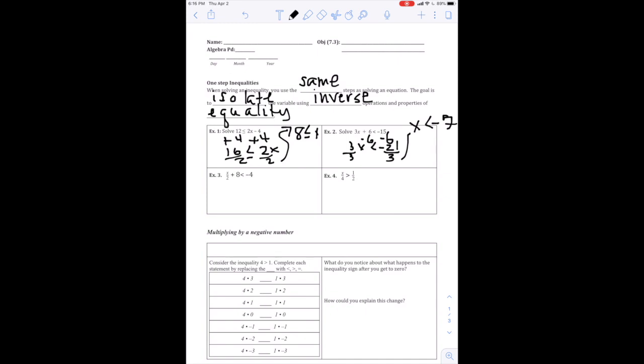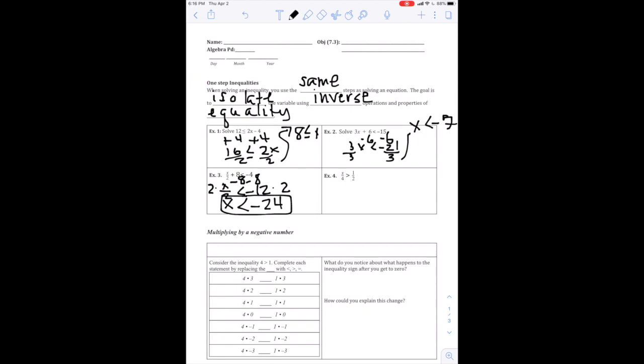Number 3. Now this side I've got x divided by 2 plus 8. So let's move that 8 to the other side, so we begin to isolate the x. So I'm going to subtract 8 from both sides and get x divided by 2 is less than -12. And since x is being divided by 2, the inverse operation is multiplication. So I'm going to multiply both sides by 2. And I end up with x on my left and -24 on the right. I'm going to put a box around this so it's easier to see.